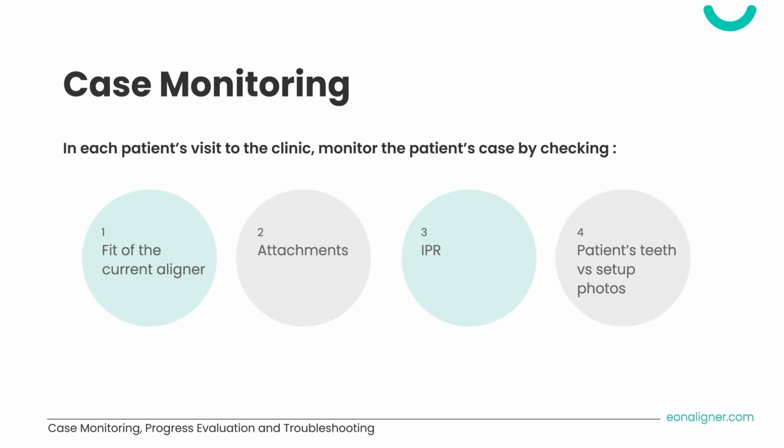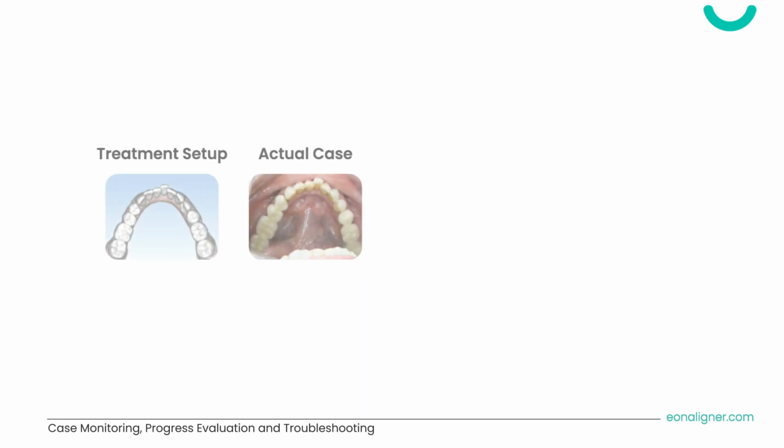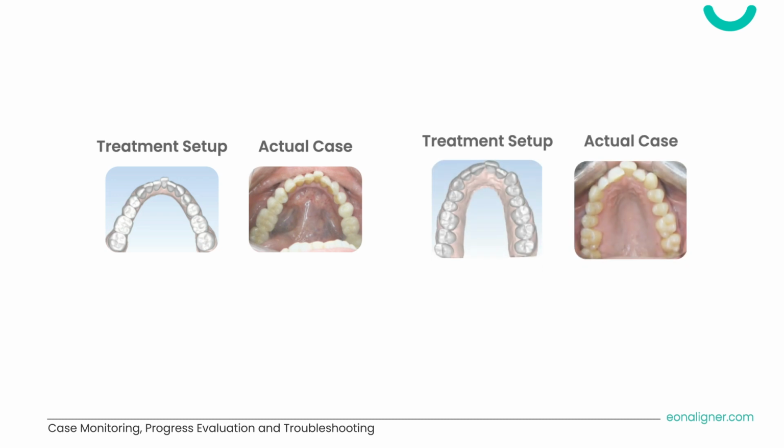Here is an example of how to compare patient's progress. An occlusal view of the treatment setup is compared to the patient's teeth alignment at a certain step. In the first case, we notice the similarity of alignment, which means the patient is on track. The second photo clearly shows the difference in position of the central incisor, which indicates poor tracking.